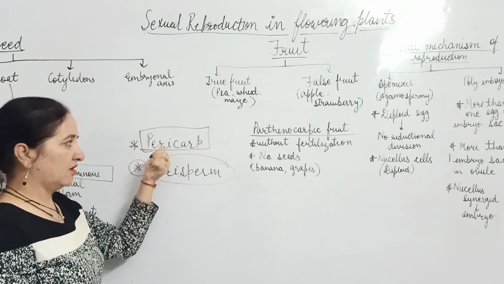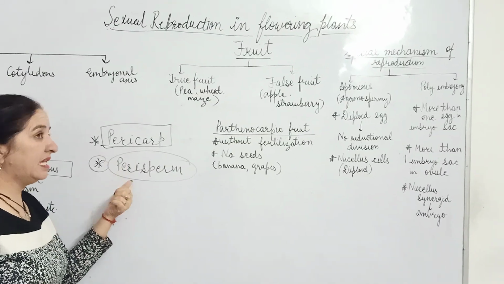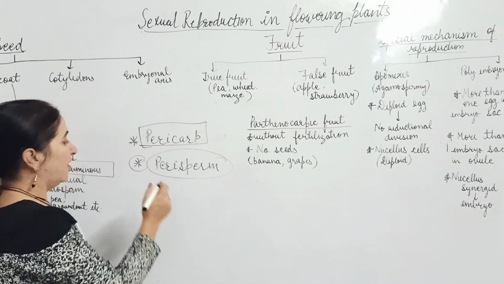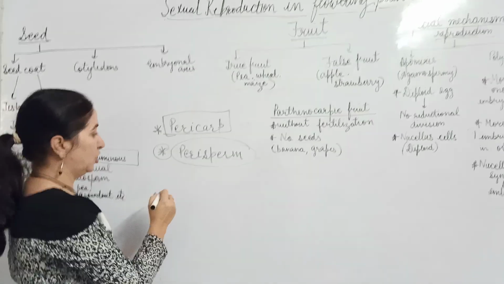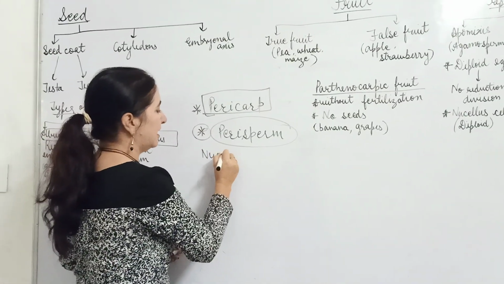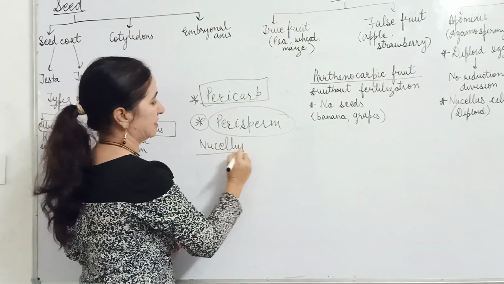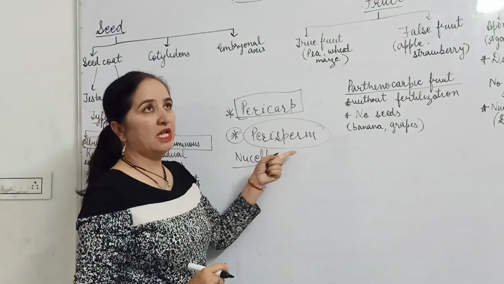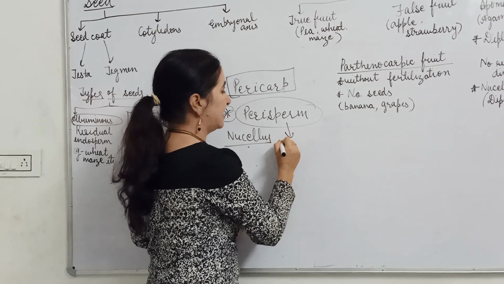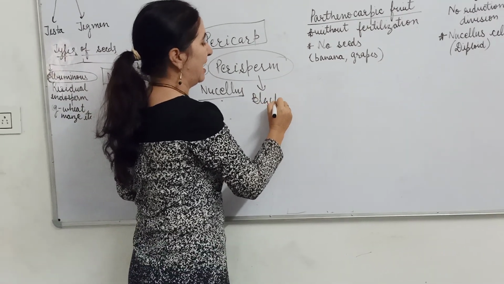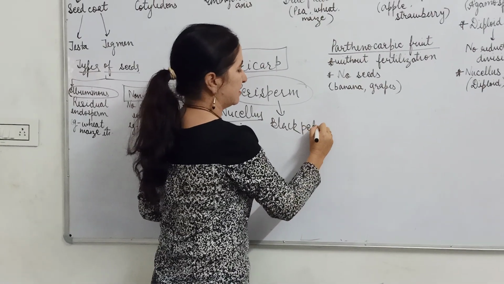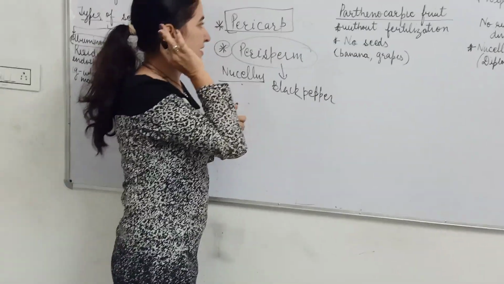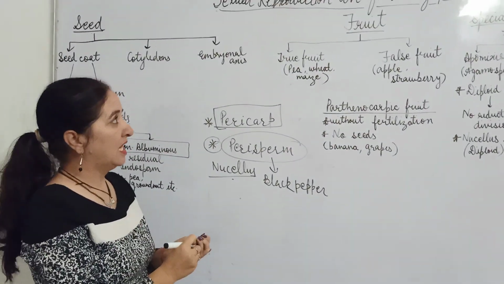Pericarp is the outermost covering of a fruit, whereas perisperm: at the time of seed formation, a few nucellus cells may persist. When the nucellus cells persist, that is known as perisperm, and it is clearly seen in black pepper. The persistence of nucellus cells, that is known as perisperm.